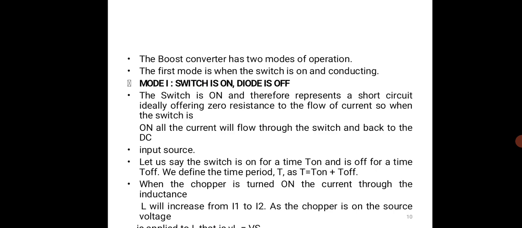The switch is on and therefore it represents a short circuit, ideally offering zero resistance to the flow of current. So when the switch is on, all the current will flow through the switch and back to the DC input source. Let us say the switch is on for a time t on and is off for a time t off. So we can define the total time period t is equal to t on plus t off.